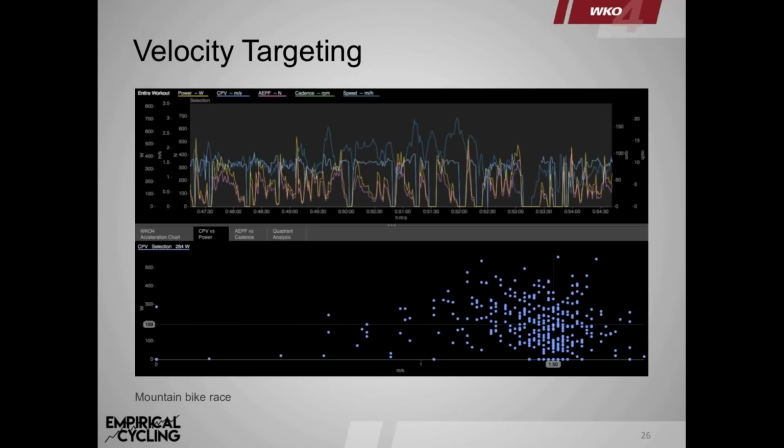So how do we do velocity targeting? This is a file from one of my athletes' mountain bike races. So when I do velocity targeting for her, what I do is I grab one of her mountain bike races and I select chunks of her race in 3 to 8 minute bits.